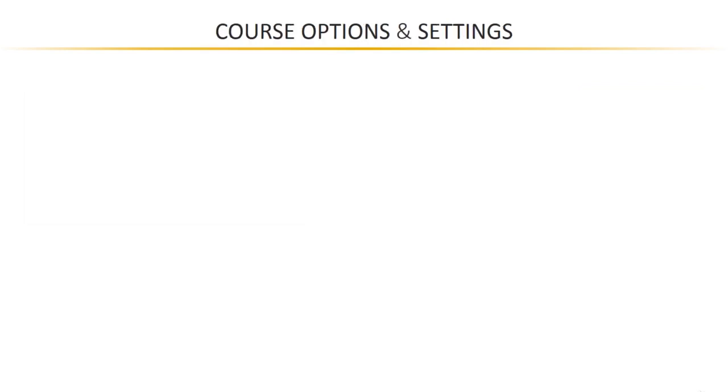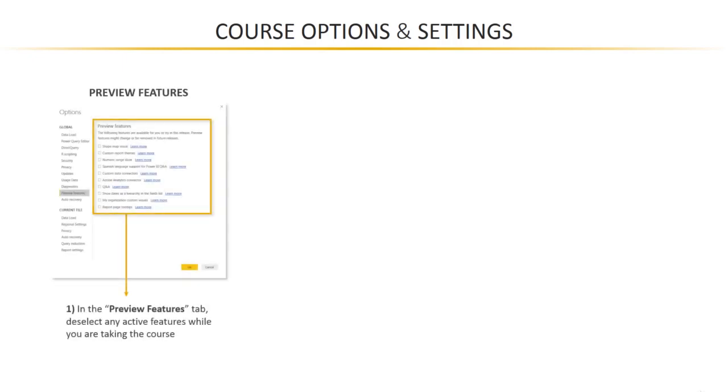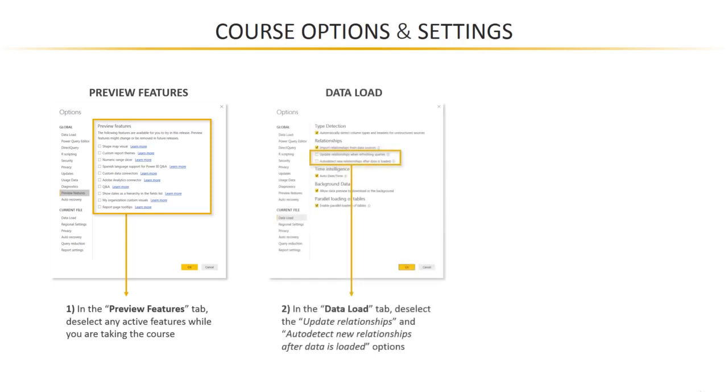Next up, let's talk course options and settings. There are 3 different adjustments that we're going to make just to make sure that we're on the same page throughout the course. First, we're going to look at our preview features and make sure those are deselected. Now, as Microsoft rolls out new beta features and tools, those will populate in this list, and you have the option to enable them to try them out. In this case, we're going to deselect any of those and make sure that we're working from the same core platform.